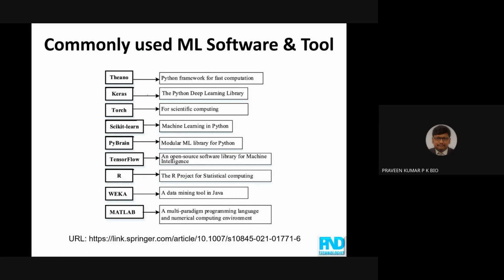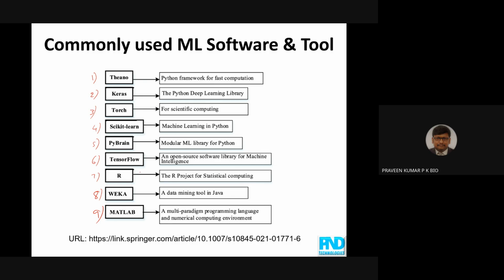Let me come to commonly used machine learning software and tools. The tools we can use are Theano and Keras. Theano is actually a Python framework for fast computation. Keras is a Python deep learning library. The third is Torch, fourth scikit-learn, fifth PyBrain, sixth TensorFlow, seventh R, eighth Weka, and ninth MATLAB. So these are some of the machine learning software tools we are using.